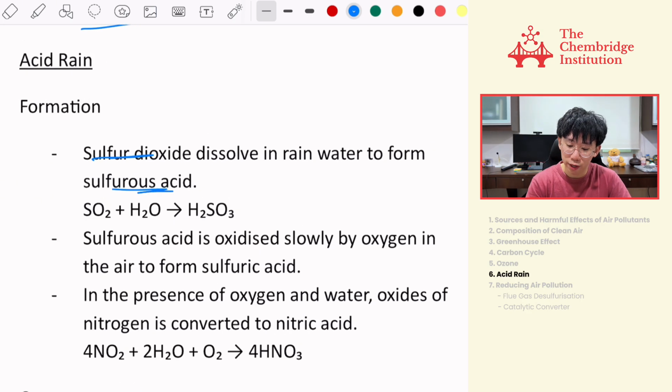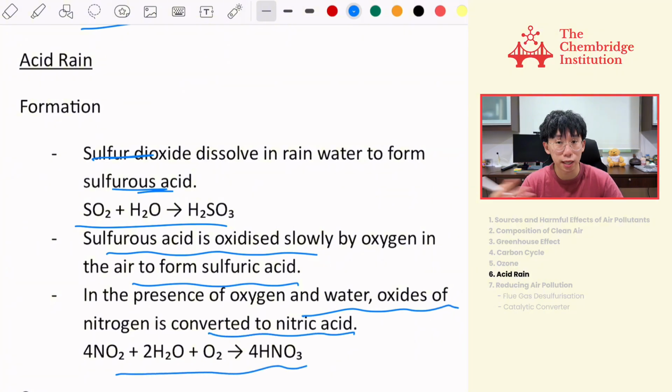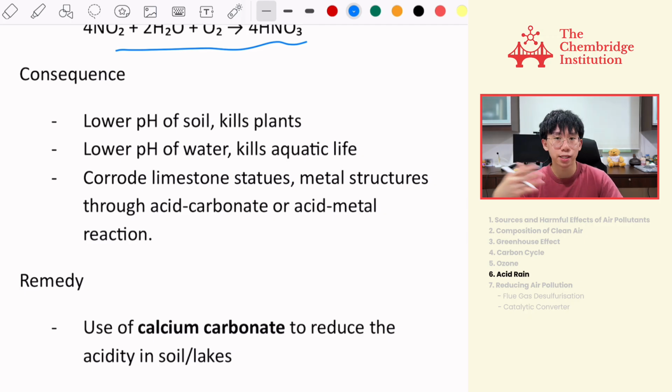And we've already touched on the equations as to how it's being reacted and produced, right? So your sulfurous acid will slowly be oxidized by oxygen in the air to produce sulfuric acid, okay? And also your oxides of nitrogen in the presence of oxygen and water will be converted to nitric acid through this equation as well. So what are the consequences of acid rain?